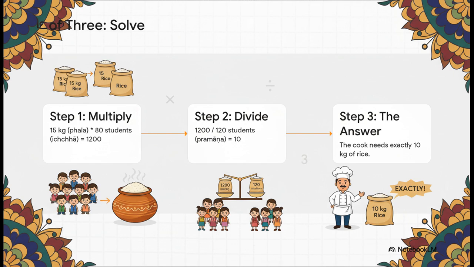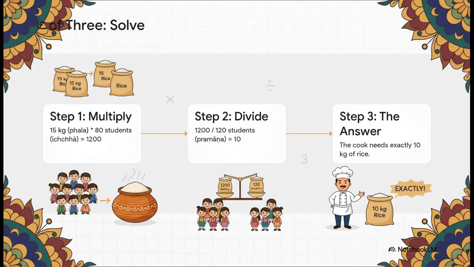So Aryabhata says, multiply the fruit, that's 15, by the requisition, that's 80. Okay? 15 times 80 is 1,200. Then divide that by the original measure, which was 120. And 1,200 divided by 120 is 10. There it is. The cook needs exactly 10 kilograms of rice.